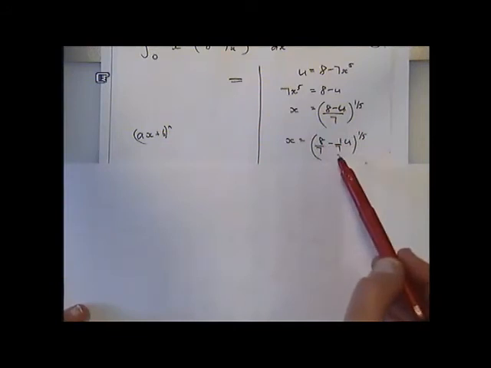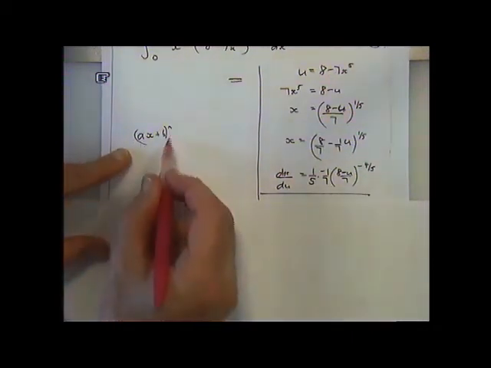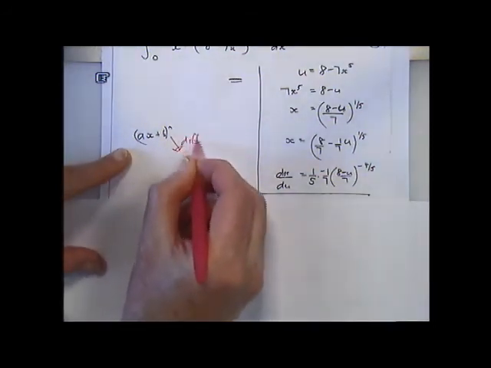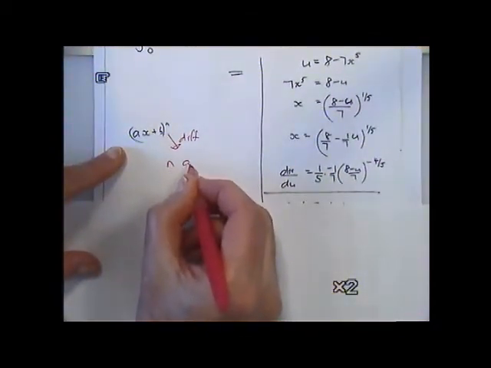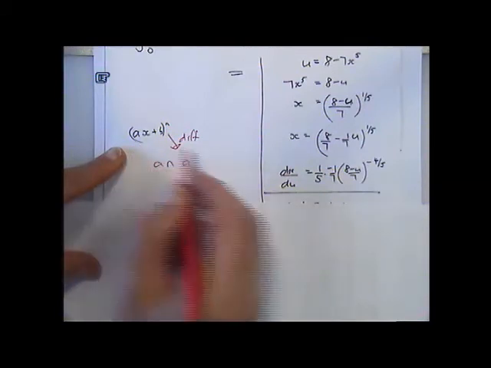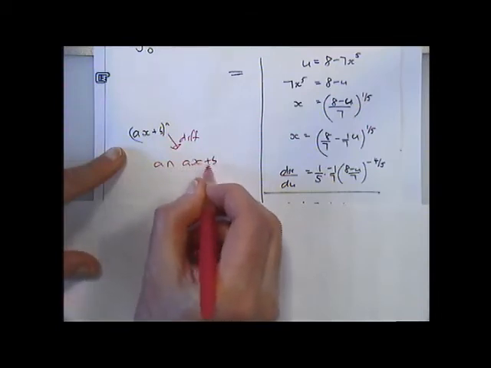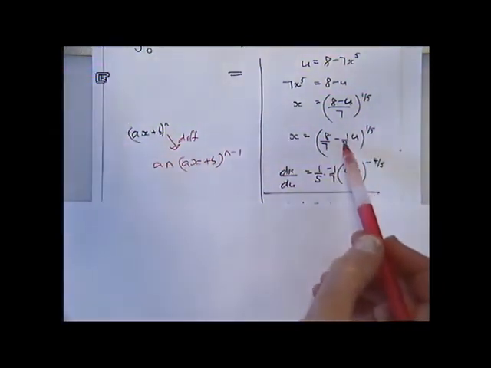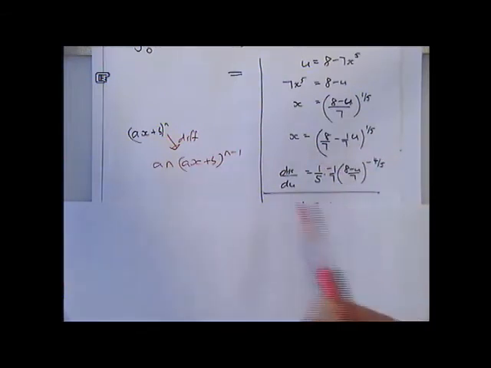I've decided to split it up into 2 bits. Might make it easier to differentiate. So what you've actually used here is, if you were differentiating a bracket to a power, what do you get if you differentiate that? N bracket times the differential of the bracket, which is just going to be the a. Ax plus b, so the n minus 1. Yeah, okay. So that's what I've done here. My a is my minus 1/7, there's my b, there's my power. I've used that to differentiate it.